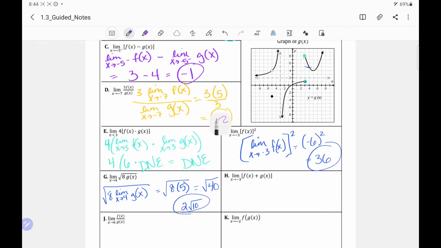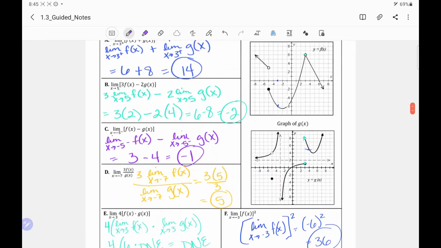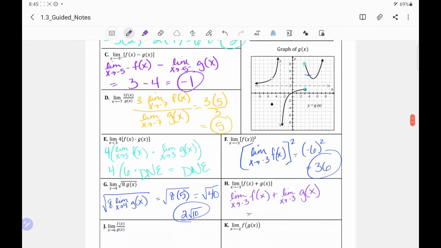The limit as x goes to negative 3 of f of x plus g of x. This is just the sum, and so we're just going to separate this out and look at this. The limit as x goes to negative 3 of f of x plus the limit as x goes to negative 3 of g of x. So we come back up to the top. X goes to negative 3 for f of x. It's negative 6.